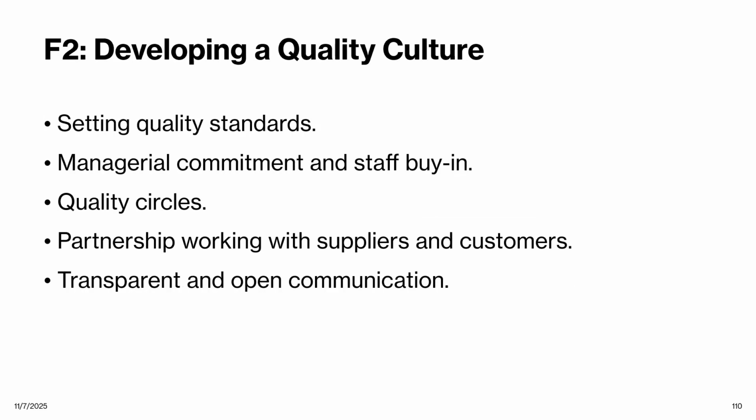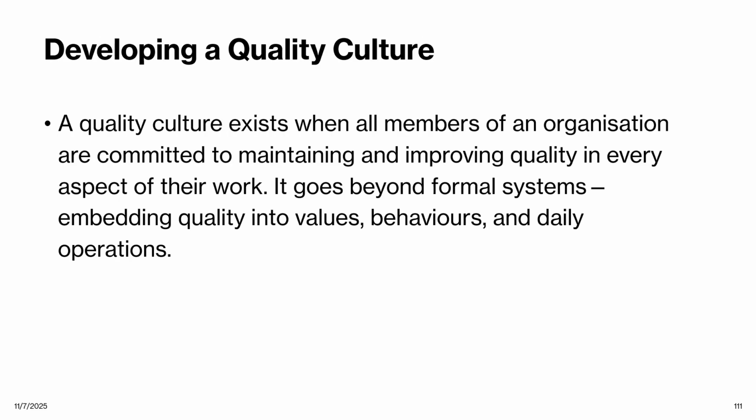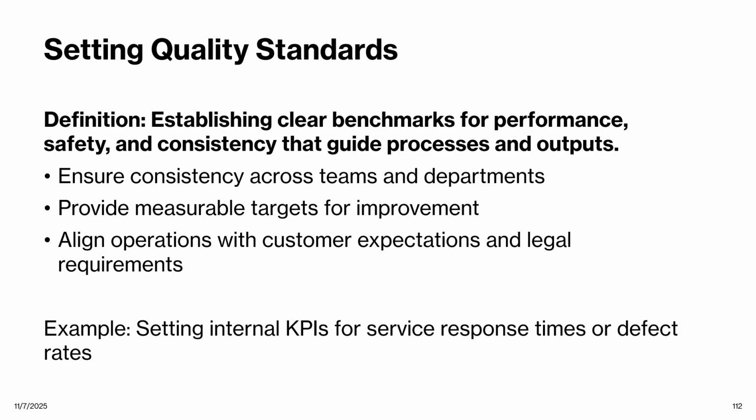Then we have F2, which is developing a quality culture. So a quality culture exists when all members of an organisation are committed to maintaining and improving quality in every aspect of their work. So this goes beyond formal systems, such as embedding quality into values, behaviours and daily operations.